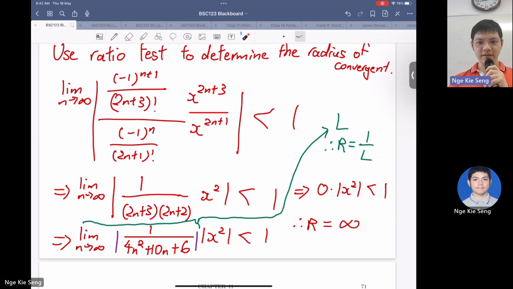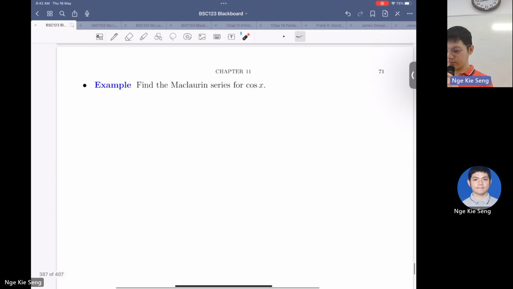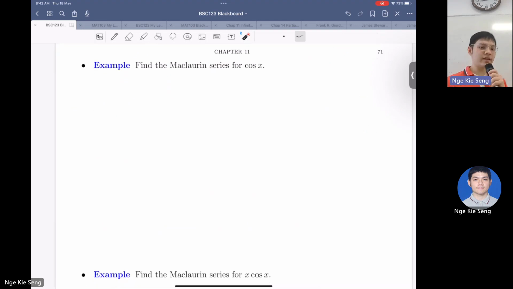Okay, so this is the sine x. Let me show you another technique here: the Maclaurin series for cos x. So what's the strategy you use? What to do if you want to find the Maclaurin series for cos x? Maclaurin series is a Taylor series at x equal to 0. You need to compute all the n-th derivatives and then evaluate them at 0, and then use the formula.